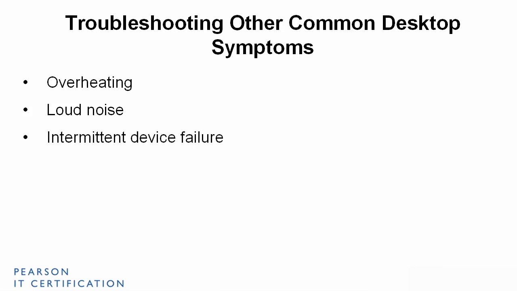Intermittent device failure. This is the toughest thing to troubleshoot. You know, your power supply might intermittently fail, and we mentioned that that could be because it's not powerful enough. Or your connections may be sort of loose. You're going to want to disconnect and reconnect them, or they could be dirty. You want to make sure the CPU has no dust.